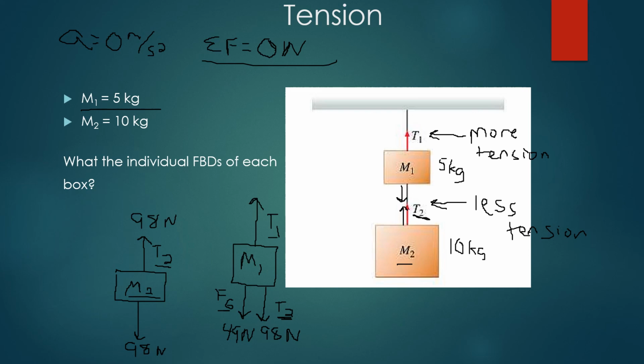But we know that the T1 has to cancel all of the down forces. We know that it's not moving, so the net force has to be 0. So if I add these up, I get the T1 of 147 newtons. That is the T1. Now let's look back. We said in the beginning that T1 was going to have more tension because it was supporting both weights. Mathematically, that's what we got. It's consistent.